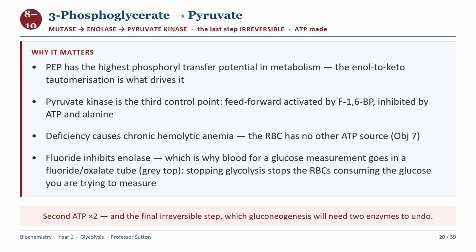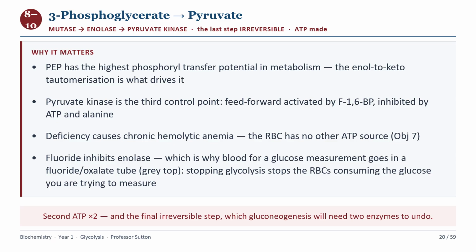Now, the exam content. Pyruvate kinase is the third control point. It is feed-forward activated by fructose 1,6-bisphosphate, the product of phosphofructokinase 1, telling the bottom of the pathway that material is coming. It is inhibited by ATP and by alanine. In the liver, glucagon-driven phosphorylation inactivates it.